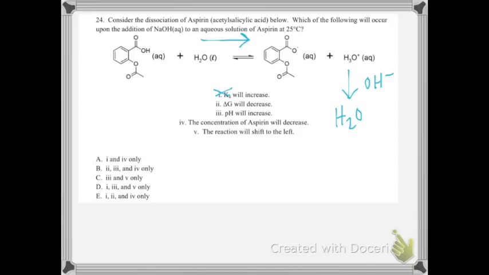Okay, delta G will decrease. So let's remind ourselves that a more negative delta G, which would be smaller, means that it's more likely to proceed toward products. And that's what's happening up above when we remove some of the product from solution. So 2 seems to check out.